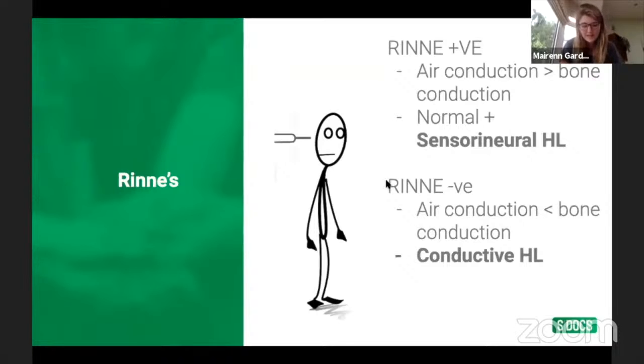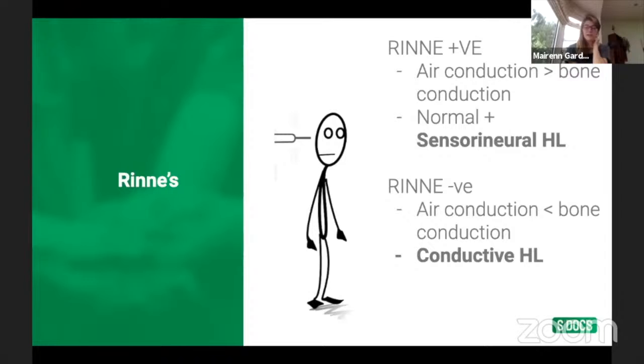So with Rinne's test, you start by placing the vibrating tuning fork on the mastoid process, so behind the pinna. And the way you can remember that this is Rinne's is the saying "Rinne under the pinny." So you put the tuning fork under the pinna. You press it firmly on the mastoid process, and this will be testing the bone conduction.